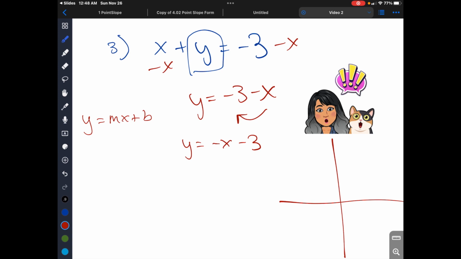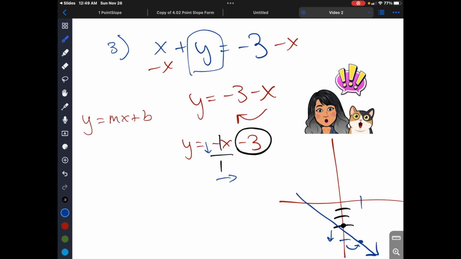And let's graph it. Here we go. On the right of the x is negative 3, so I have to go down 3, and I draw a point. And then this is negative, right? But there's an imaginary 1 next to this, over 1. So that means I go down 1 and right 1. So it's right here. And I connect the dots. And that's it.